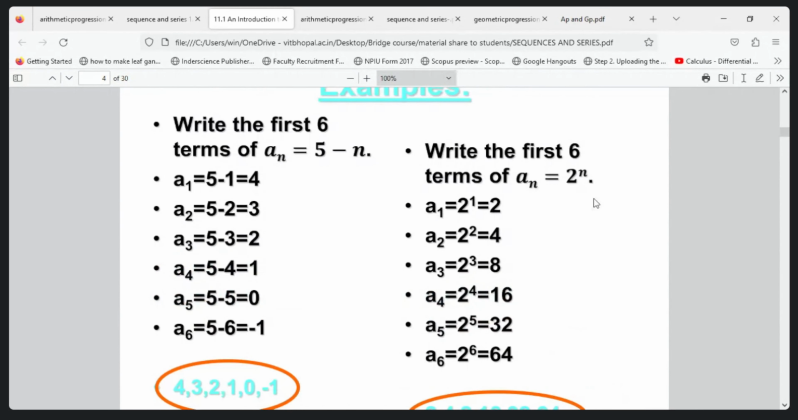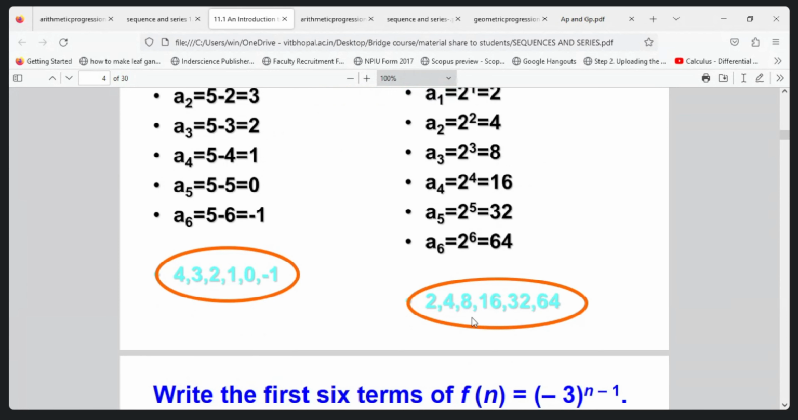This sequence is 4, 3, 2, 1, 0, minus 1. Similarly, you can see the second question. Write the first 6 terms of the sequence an is equal to 2 to the power n. When we put 2 to the power 1, that is 2. 2 to the power 2 is 4. 2 to the power 3 is 8, 2 to the power 4 is 16, 2 to the power 5 is 32, and 2 to the power 6 is 64. So that becomes 2, 4, 8, 16, 32, 64.